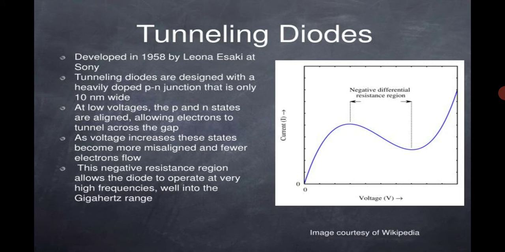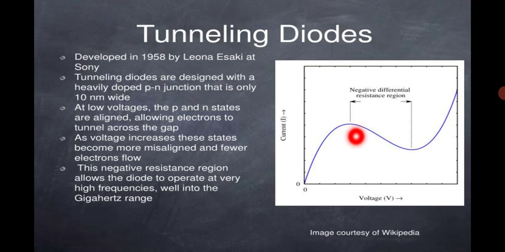This can also happen in tunneling diodes, where we can observe the tunneling effect. Leo Esaki developed this in 1958. Tunneling diodes are designed with a heavily doped PN junction that is only 10 nanometer wide. Remember the size, 10 nanometer. At low voltages, the P and N states are aligned, allowing electrons to tunnel across the gap. As voltage increases, these states become misaligned and fewer electrons flow. This negative resistance region allows the diode to operate at very high frequencies, well into the gigahertz range.